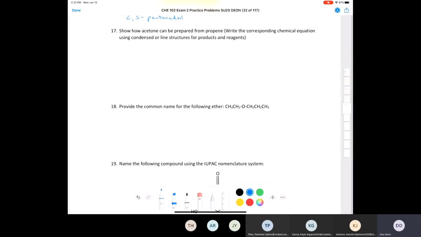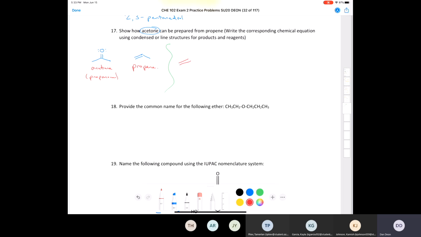Let's take a look at the next one. It says, show how acetone, so acetone is the same thing as propanone. So we could write that in. So this is acetone, or propanone. Show how acetone can be prepared from propene. And propene would be this molecule here. This is propene, or propylene. Anyhow, propene is all you need to know. Write the corresponding chemical equation using condensed or line structures. I don't know if I would ask this exact question, but I get the point behind it.